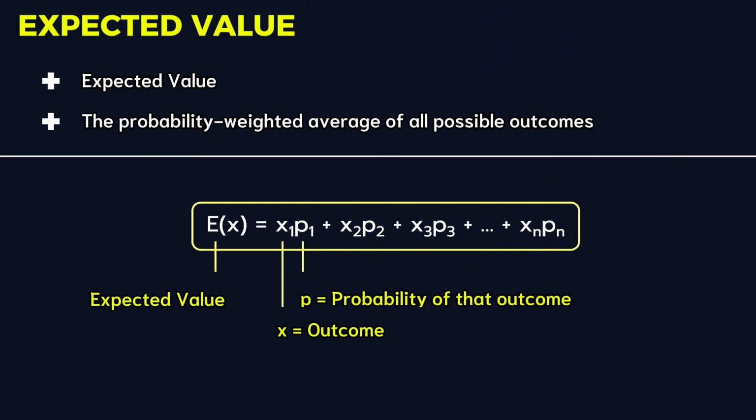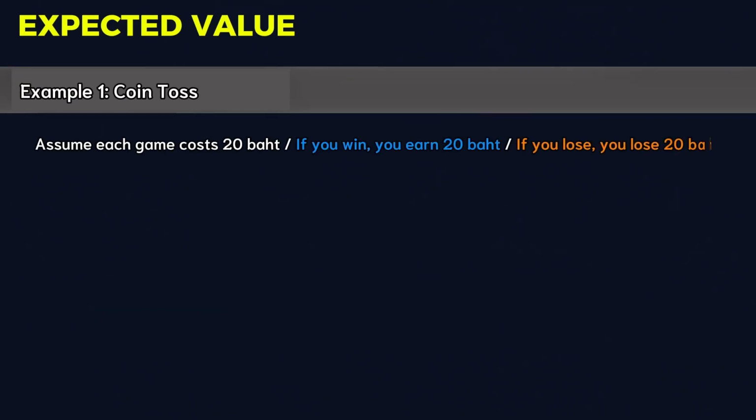The second outcome is losing. X is the amount we lose, and P is the probability of losing. Since a coin only has two possible outcomes, either heads or tails, we only need these two terms. The formula becomes much simpler. For a coin flip, the probability of winning and losing is the same, 50%. A 50% probability is written as 0.5. The probability of losing is also 0.5.